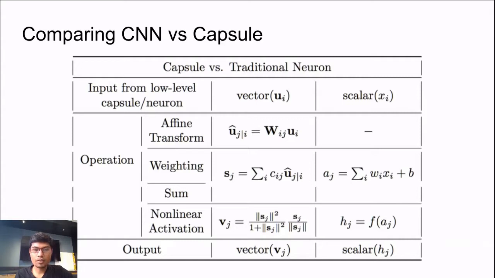The second difference is how information propagates from one layer to the other. CNNs use max pooling, but max pooling has its own issues. It lacks equivariance and it does not generalize well. However, Hinton suggested that we use something called dynamic routing.